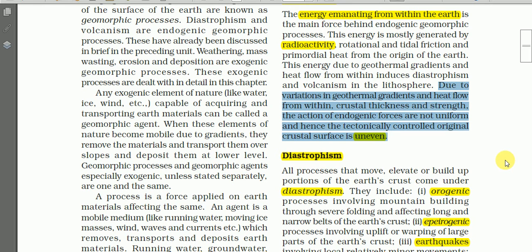Last time we also discussed that because of the differential movement of the crustal rocks, we have these different major landforms on the earth's surface. Here it is mentioned that due to the heat flow and the geothermal gradient, the differences in the thickness of the crust, and the differences in the strength or hardness of the crust, and because the endogenic forces are also not the same, in some places the endogenic forces are very strong and in other areas they are not strong, we have development of landforms in different parts of the earth's surface. Okay.